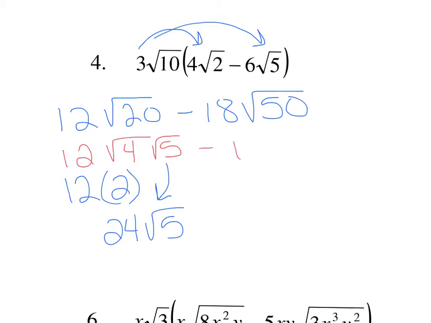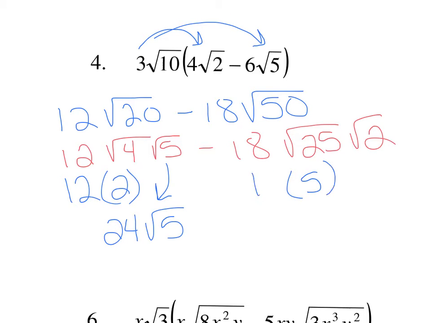Same process over here. The 50 is 25 times 2. So we know the square root of 25 is 5. It gets multiplied times this 18. 5 times 18 is 90. Square root of 2. These always just come down.